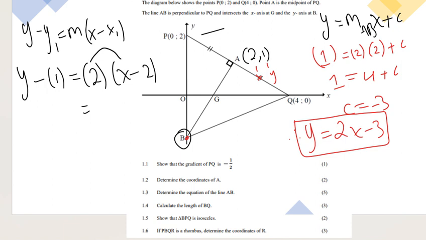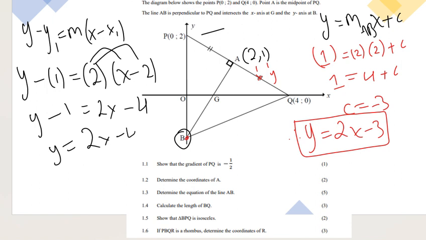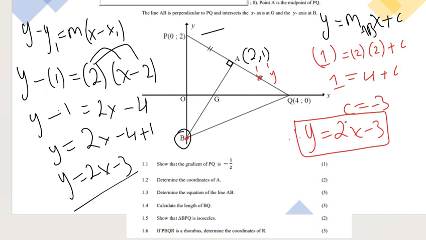So 2 times x is 2x. 2 times negative 2 is negative 4. Y minus 1. Now we are solving for y. Y is equal to 2x minus 4. Take this to the other side, then it changes the sign, plus 1. So we get y equal to 2x, negative 4 plus 1, that's negative 3. This is the same as this. And thank you very much. Let me quickly jump to the next problem.